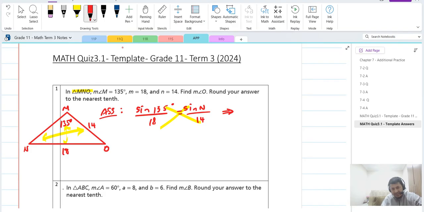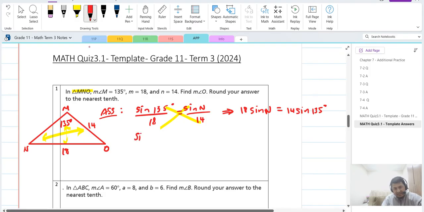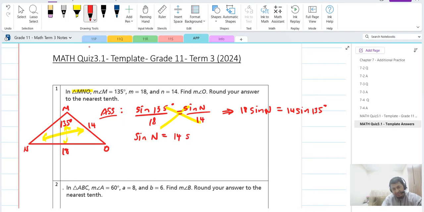18 sine N is equal to 14 sine 135. Now obviously we need to divide both sides by 18, so sine N is equal to 14 sine 135 divided by 18. You have to divide by the coefficient.